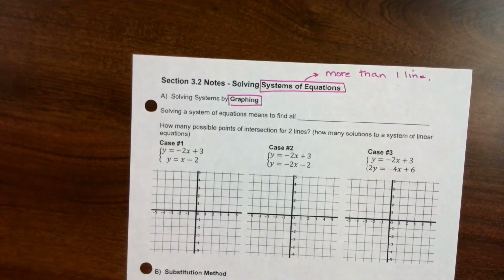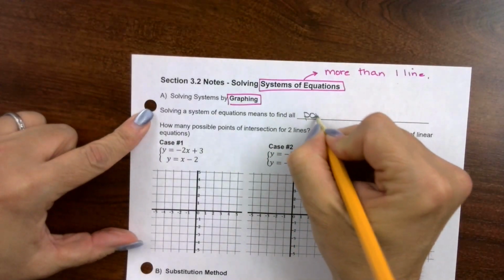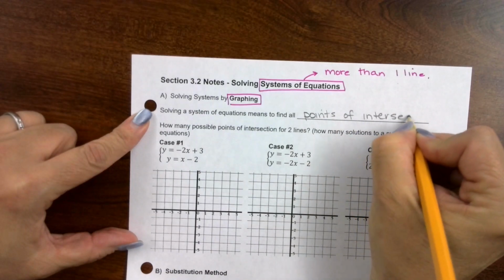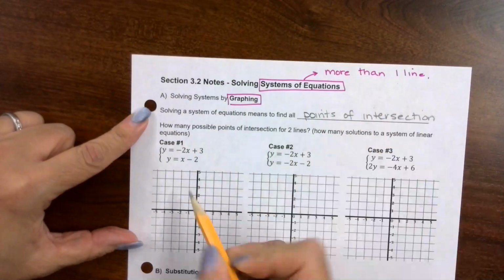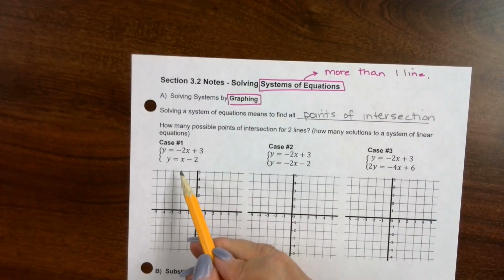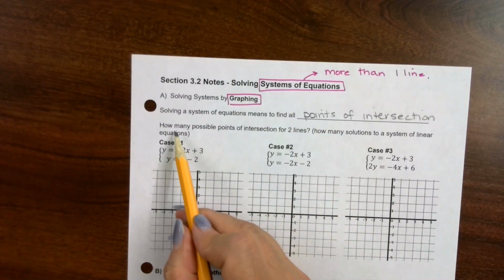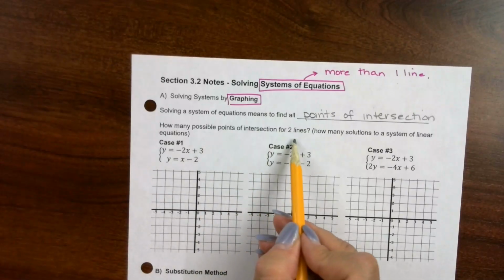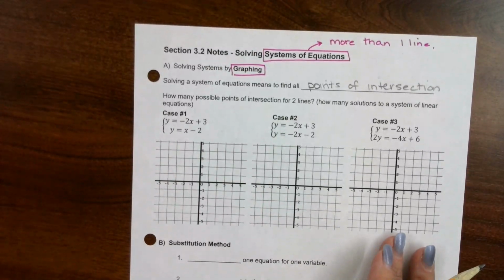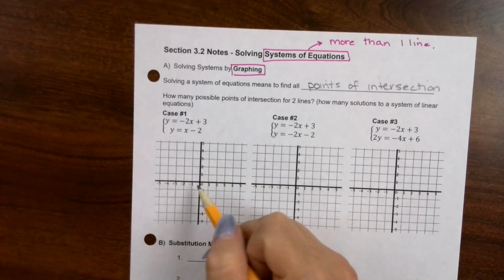So when we solve a system by graphing, what we're trying to do is find all points of intersection. When I have two lines, like I have right here, these points of intersection are going to tell me what my solution is. And so we're going to look at three different cases to answer this question: how many possible points of intersection are there for two lines? So how many solutions are there? The reason we spent so much time graphing in the last unit was for this kind of lesson.